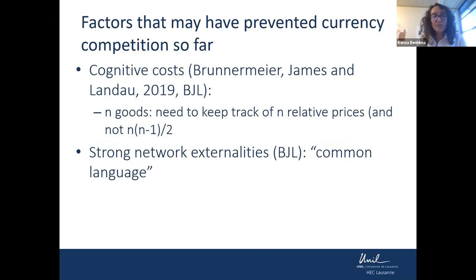So I tried to think, what are the factors that may have prevented currency competition so far? And I found some answers in a very nice paper by Brunnermeier, James, and Landau on digital currencies. What they highlight is that, in the case of pricing in currencies, what is important here are cognitive costs. Why do you want to price in a common currency? Because you don't want to keep track of all the relative prices. With one currency, you just need to keep track of N prices when you have N goods. And the second argument that prevents currency competition is that you have strong network externalities. You basically want to price in the same currency that the other agents in the economy price in. So it's like a common language.